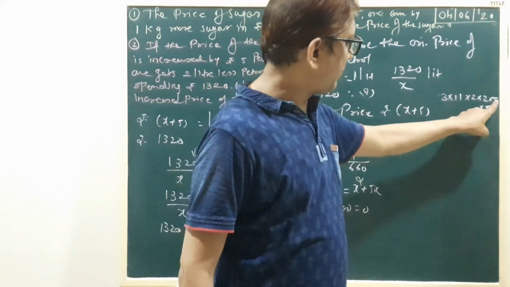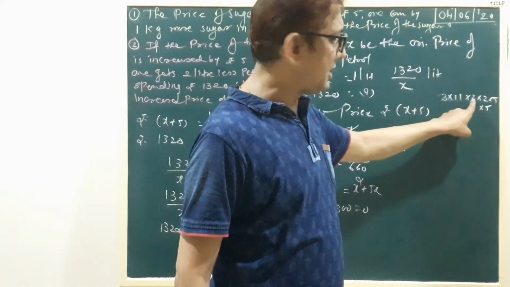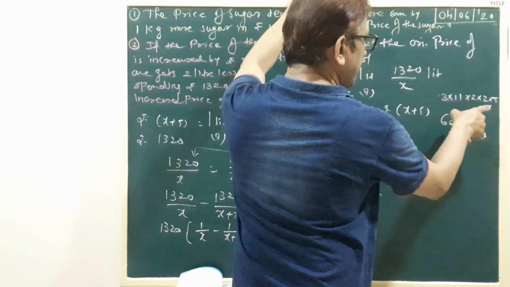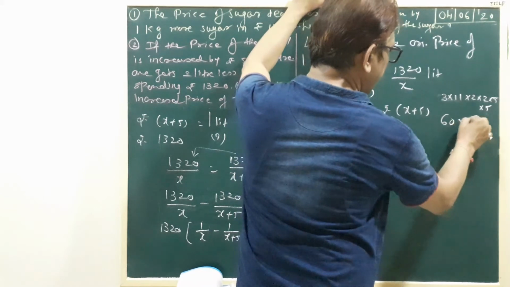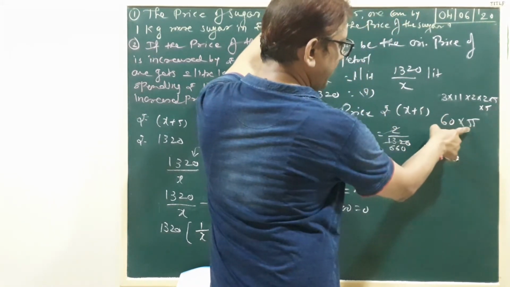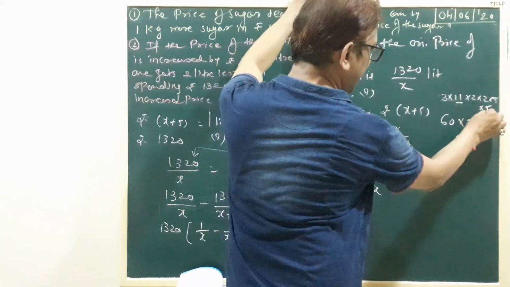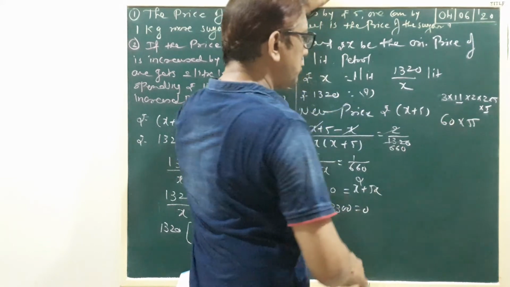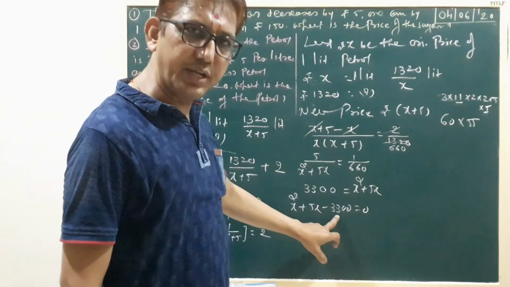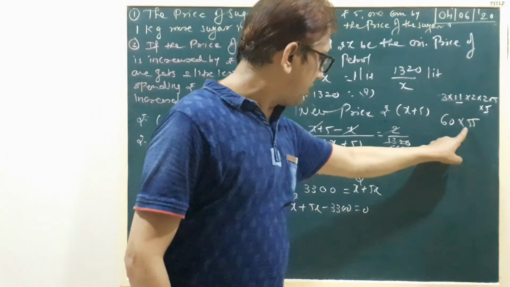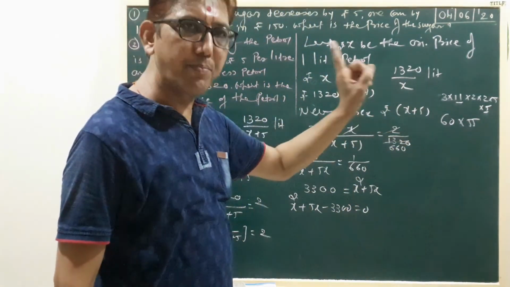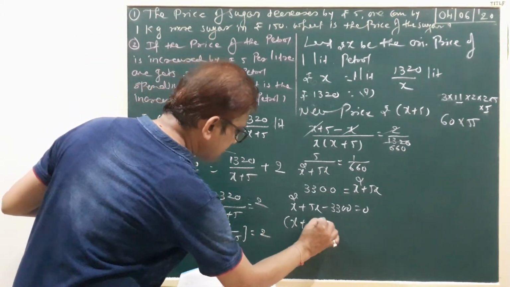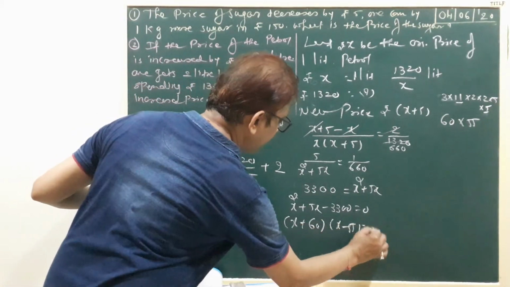11 5s are 55. 5 2s are 10, 10 2s are 20, 20 3s are 60. Completed: 60 and 55. Look here, 11 5s are 55, and 3 2s are 6, 6 2s are 12, 12 5s are 60. 60 into 55 is 3300, and the difference of these two numbers is always 5. 60 is the bigger number, so we give it the positive sign. So the factors are x plus 60 and x minus 55 equal to 0.